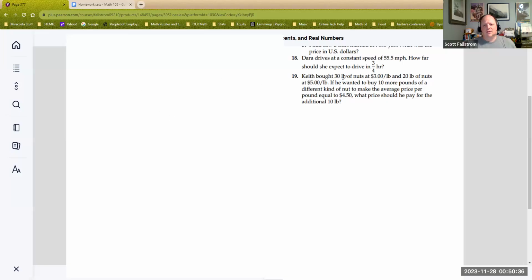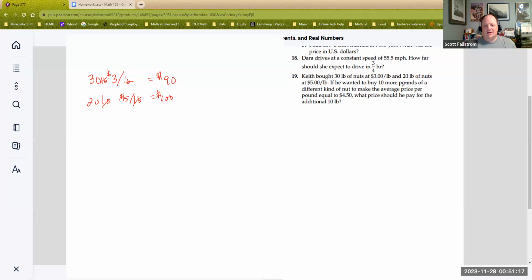So we have 30 pounds of nuts at $3 a pound. And so that's 30 pounds times $3 per pound. So the pounds are going to go away. And so really, I've got $90 that I've spent so far. I also have 30 pounds of nuts, right? And then I got 20 pounds of nuts at $5. Whew. A little bit pricier. And so the pounds cancel, and I end up with $100 here, but I only paid for 20 pounds. That's again that increase in price.